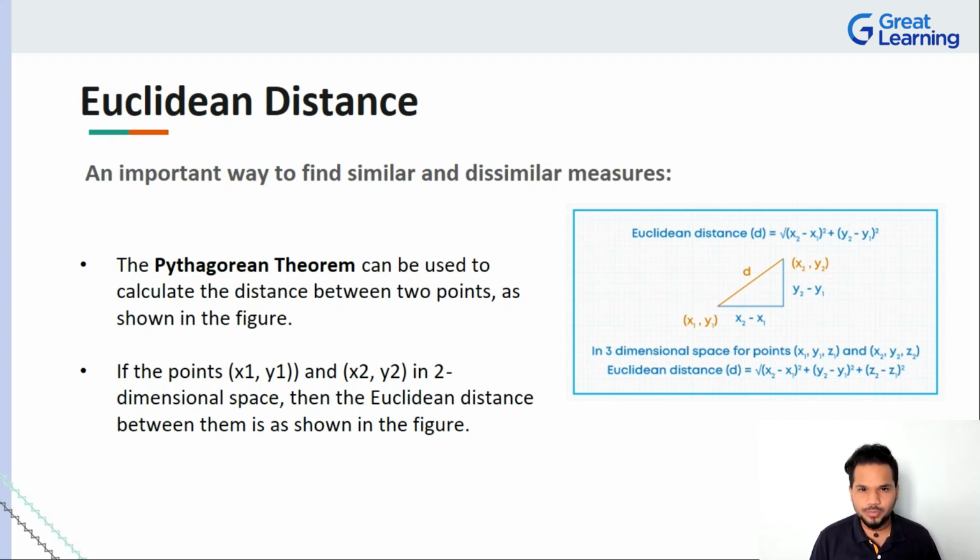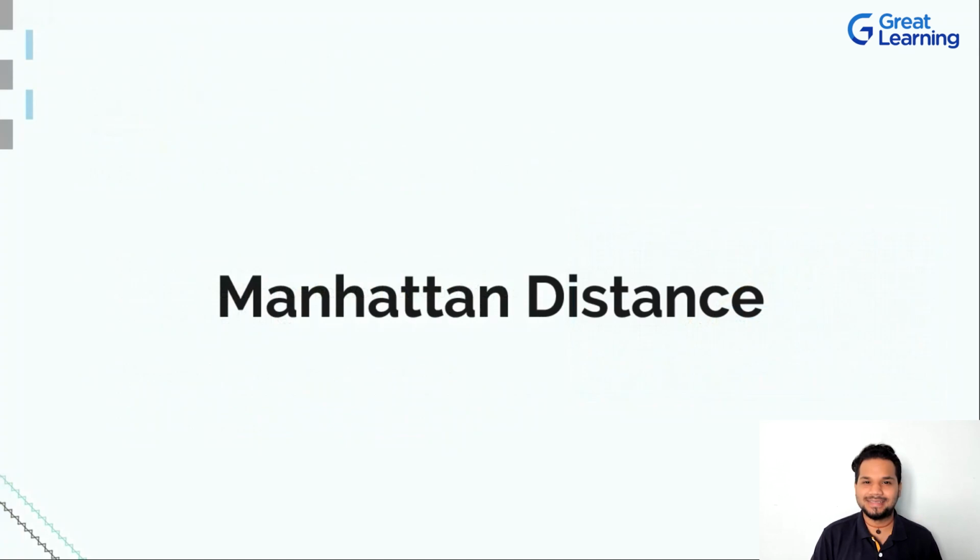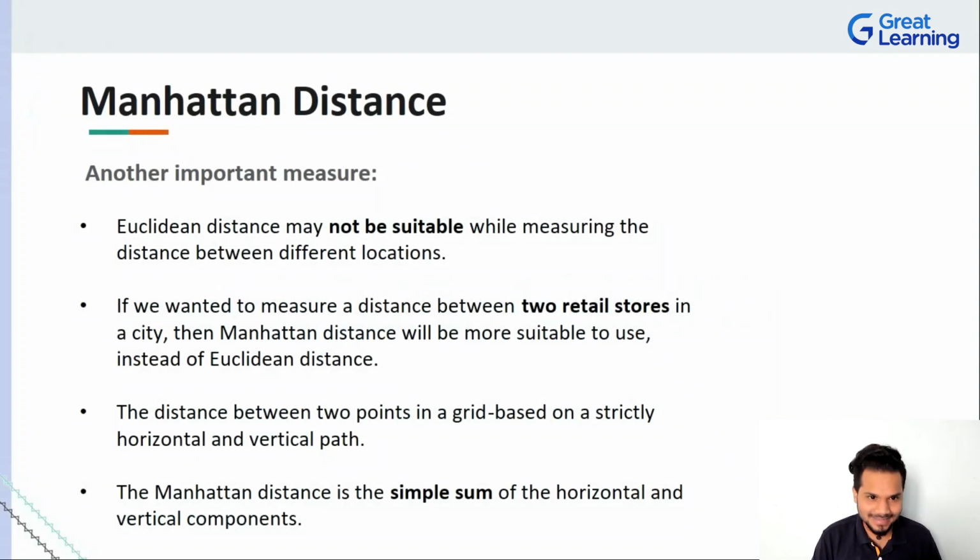Don't you think the concept is very simple now? I am sure you feel the same, right? So that's Euclidean distance. We have another way to go about doing this. It's called the Manhattan distance. So what are we talking about in terms of Manhattan distance?